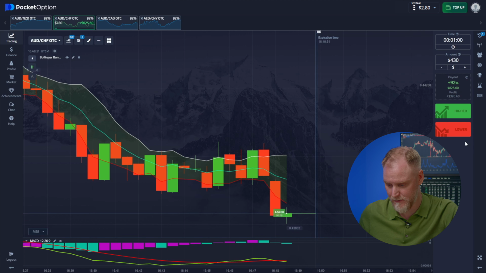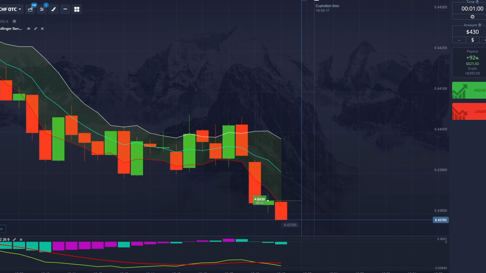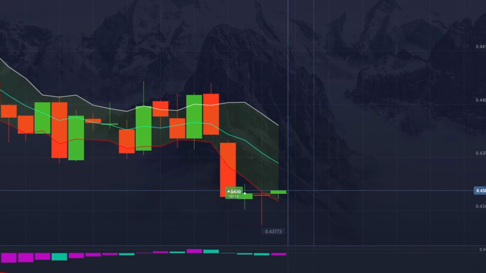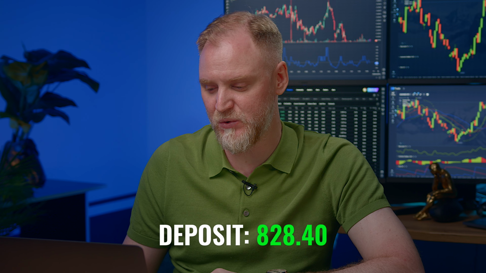Price drop, thanks to the bears, dipping below the lower Bollinger Bands. And I think that's the last of the downward trend before bulls take over. I nailed the direction again, and my deposit is now 825.